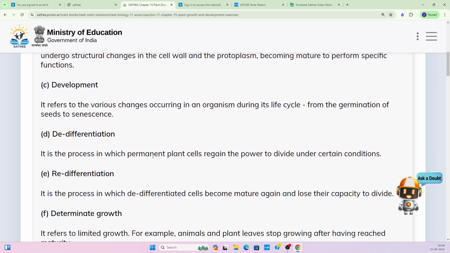They change their cell wall and protoplasm and become mature to perform specific functions. Now, development. It refers to the various changes occurring in an organism during the life cycle, from the germination of the seeds to the senescence, right?